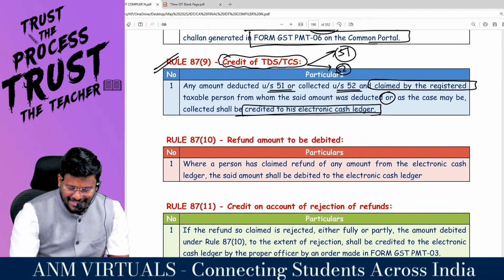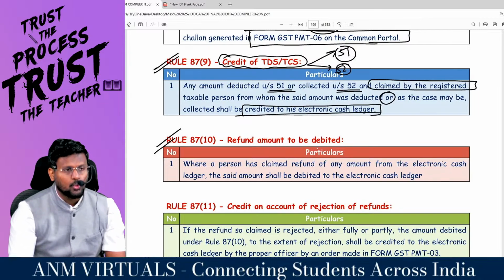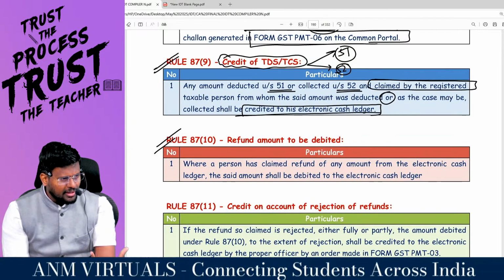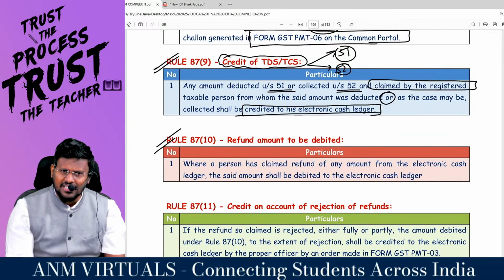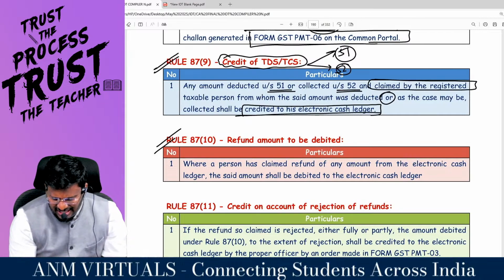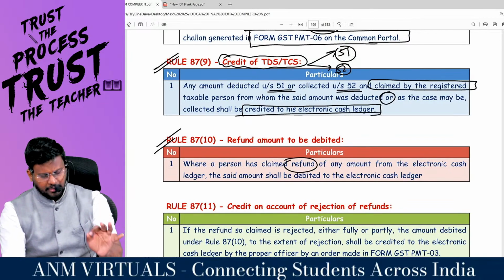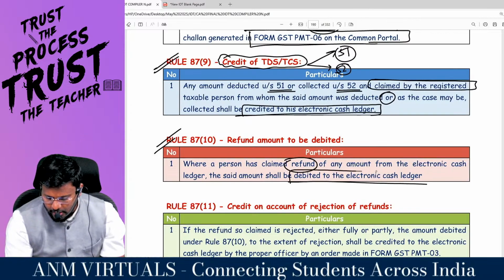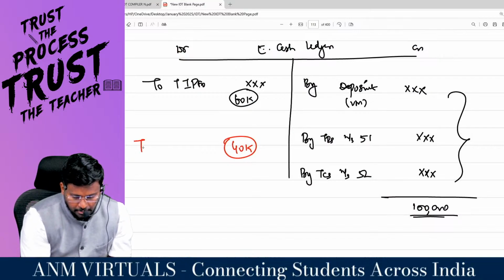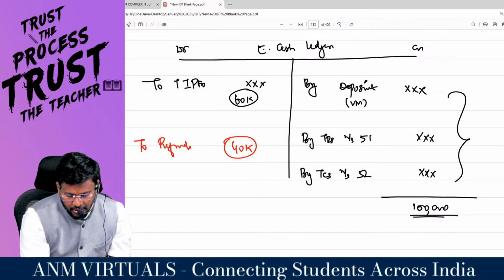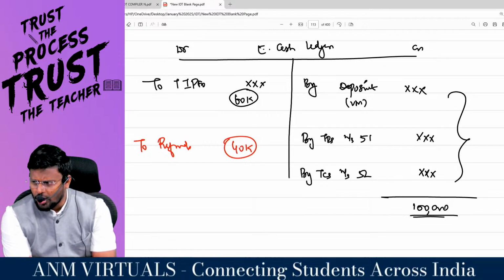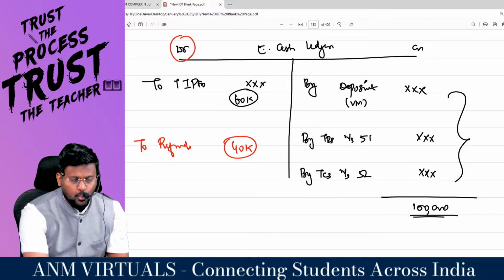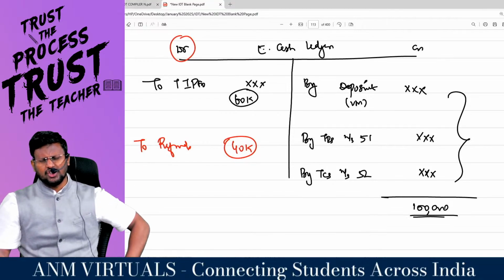That's what the next section, man. 87 sub rule 10, refund amount to be debited. Because if the government is giving you refund, it's like a utilization of the electronic cash ledger, right, sir? So, where a person has claimed refund of any amount from the electronic cash ledger, said amount shall be debited to the electronic cash ledger. There you can make it as refund. So, if any balance available in the electronic cash ledger, you got it as refund, that should be debited in the electronic ledger.